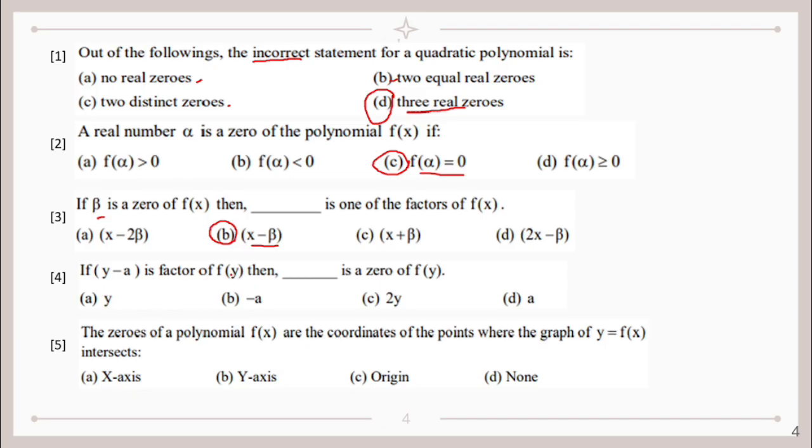If y minus a is a factor of f of y, now the equation is in terms of y, then dash is the zero of y. Y minus a is the factor. When it is converted into 0, it should be equal to a. So y equal to a, option D, y equal to a will be the answer. Now fifth question, the zeros of the polynomial f of x are the coordinates of the points where the graph y equal to f of x intersects the x-axis. Suppose the function is of x, it should intersect the x-axis. If the function is of y, it should intersect the y-axis.